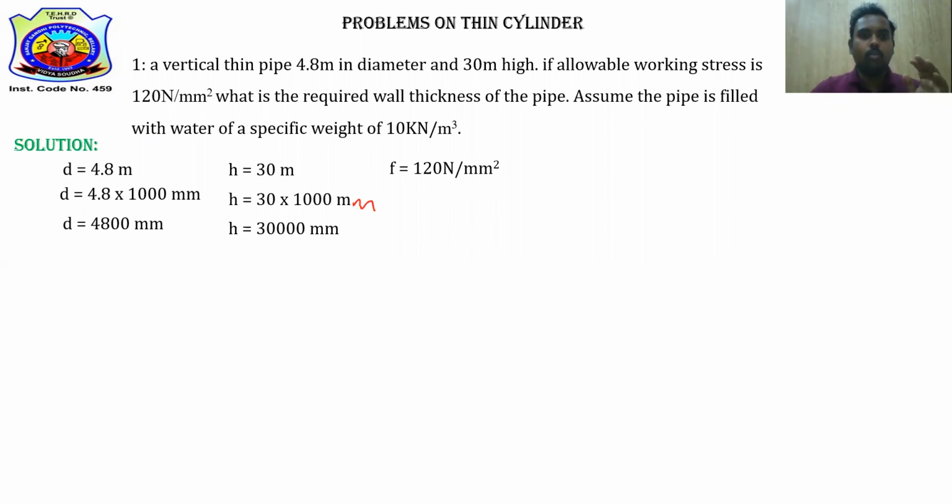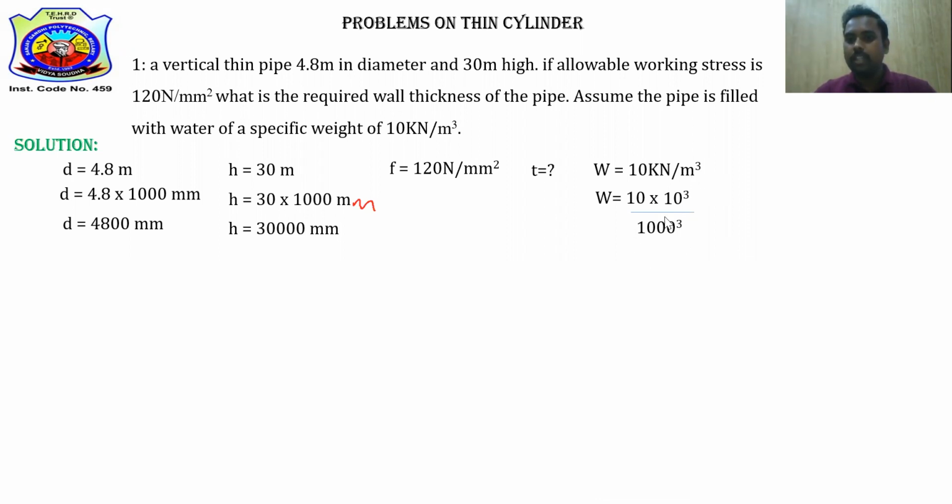Then what is the required wall thickness of the pipe? He is asking us to find the thickness of the pipe. t is the question mark. And assume the pipe is filled with water of specific weight. I'll take capital W equal to 10 kilonewton per meter cube. So we need to go for the unit conversion for W. I'll write 10 as it is. In place of kilo, I'll write 10 power 3. And here there is a meter cube, so below I'll write 1000 cube.